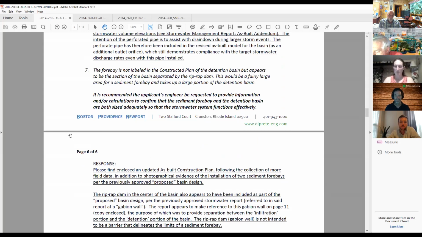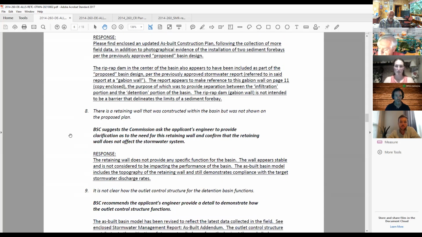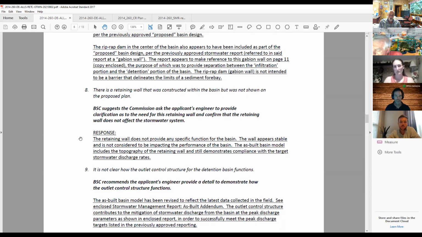Great. Okay. There is an interesting thing in item 8. The BSC suggested that the commission ask you folks to provide clarification as to the need for the retaining wall and to confirm that it does not affect the stormwater system. And, you know, the comment is that it does not provide any specific function. And so I guess I get back to the question, why was it constructed? What was the need for that? It wasn't part of the permitted structure. What would you estimate the function for that?